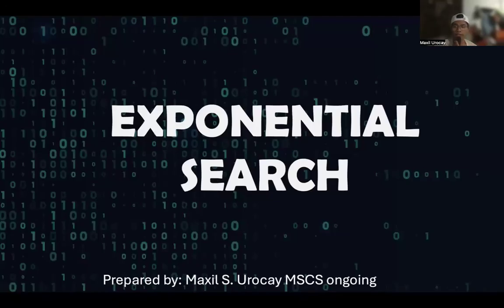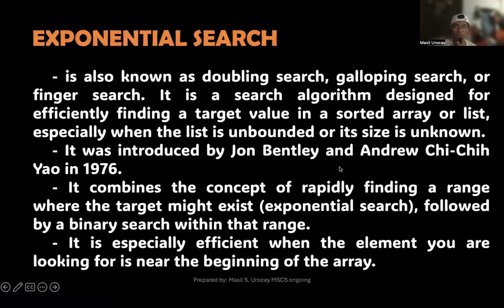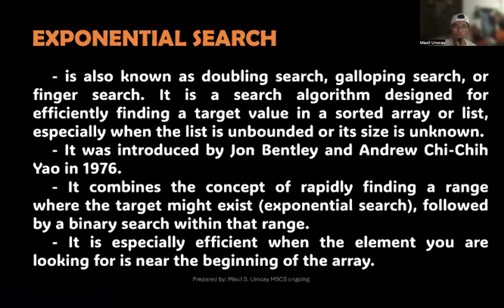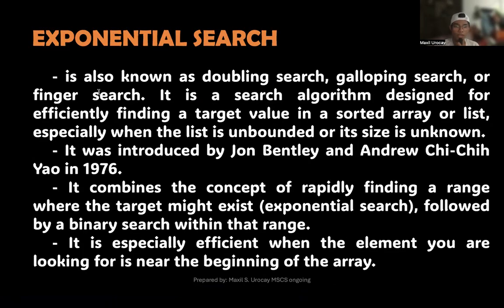Okay, so in this video, we will begin to tackle all about exponential search. Exponential search is also known as a doubling search, galloping search, or finger search. It is a search designed for efficiently finding a target value in a sorted array or list, especially when the list is unbounded or its size is unknown.